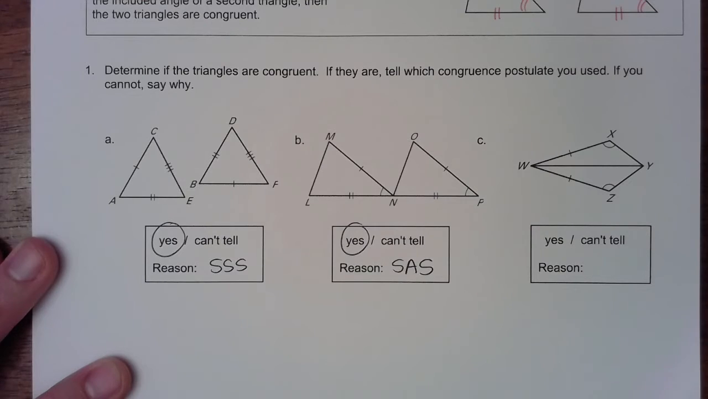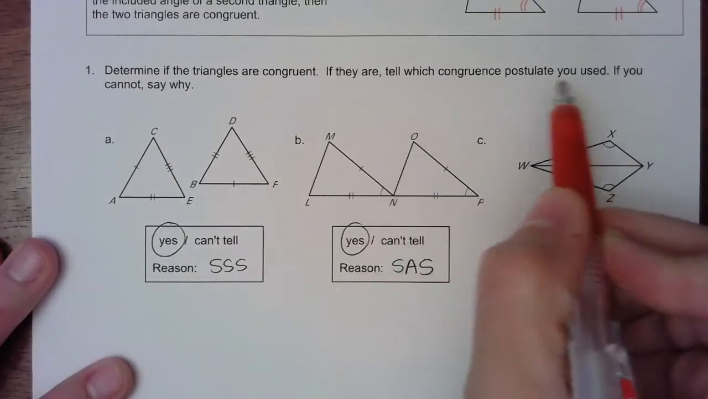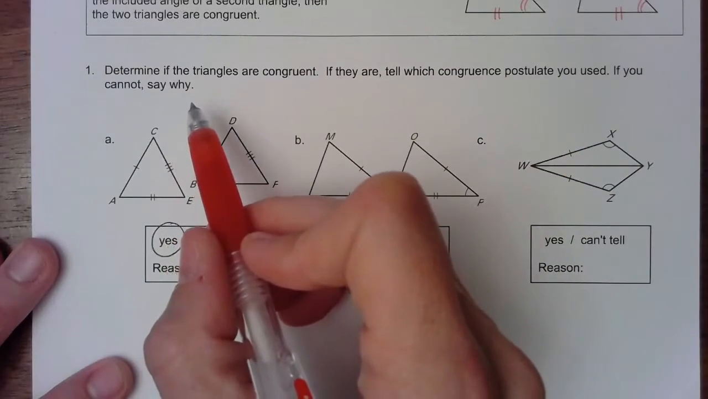So in example number 1, we're going to look at the pictures, and then we'll use the pictures to decide if the triangles are congruent. If they are, tell which congruence postulate you used. If you cannot tell whether they're the same, say why.